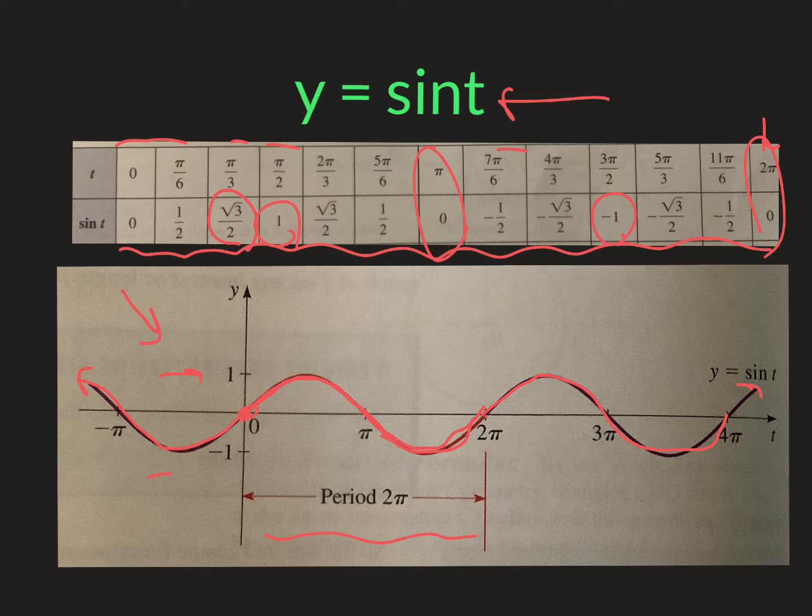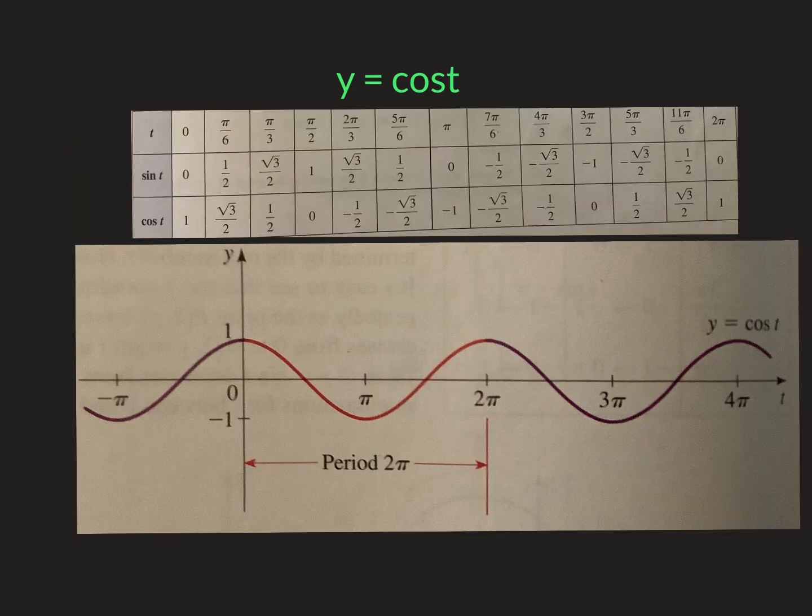Again, starts at 0, goes up, stops at 2 pi, then starts to cycle over again. Did the same thing for cosine. Made an XY table again. This time the cosine values are down here. Did the same thing, plotted them. Here's the part between 0 and 2 pi.